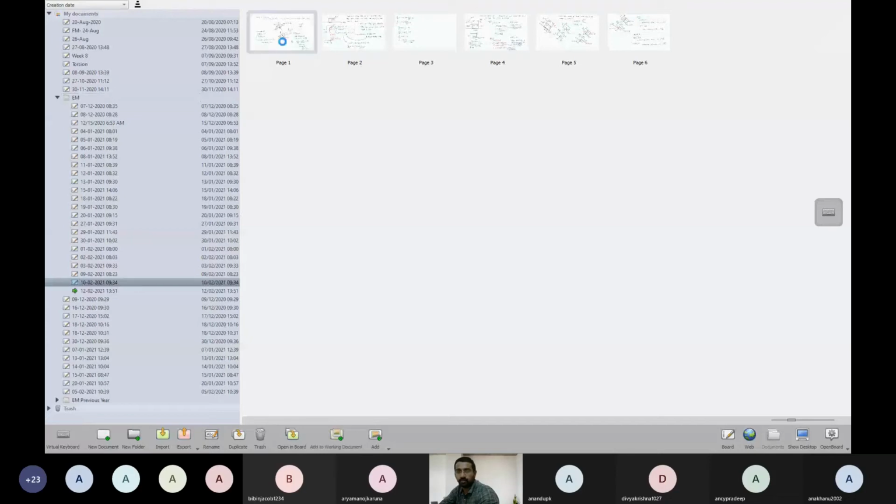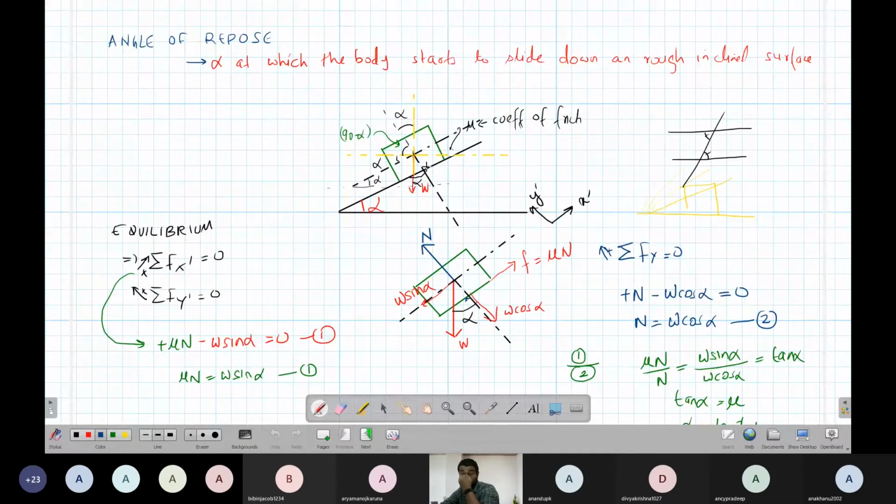So we will see what we were trying to do in the last class. Last class, we saw friction, angle of friction, and angle of repose. Then last class we were trying to solve some problems.